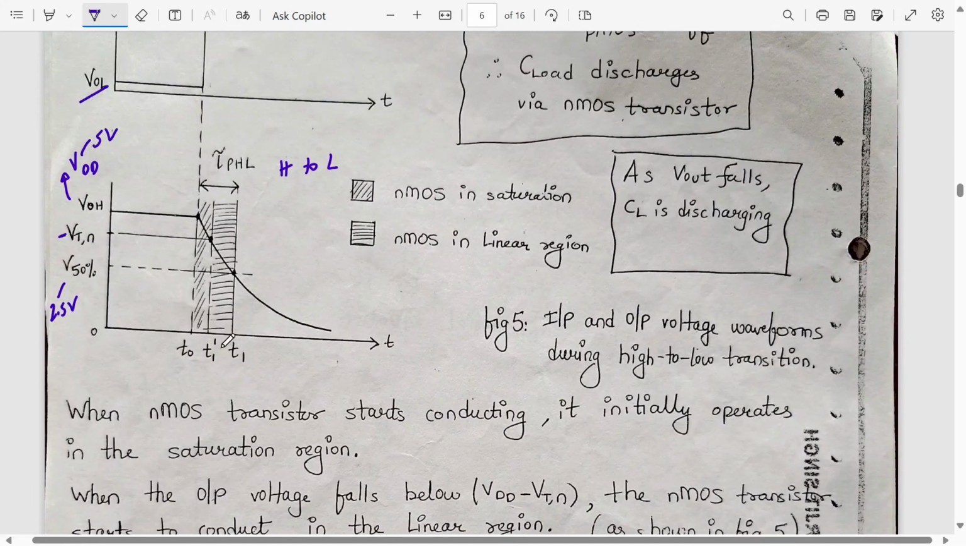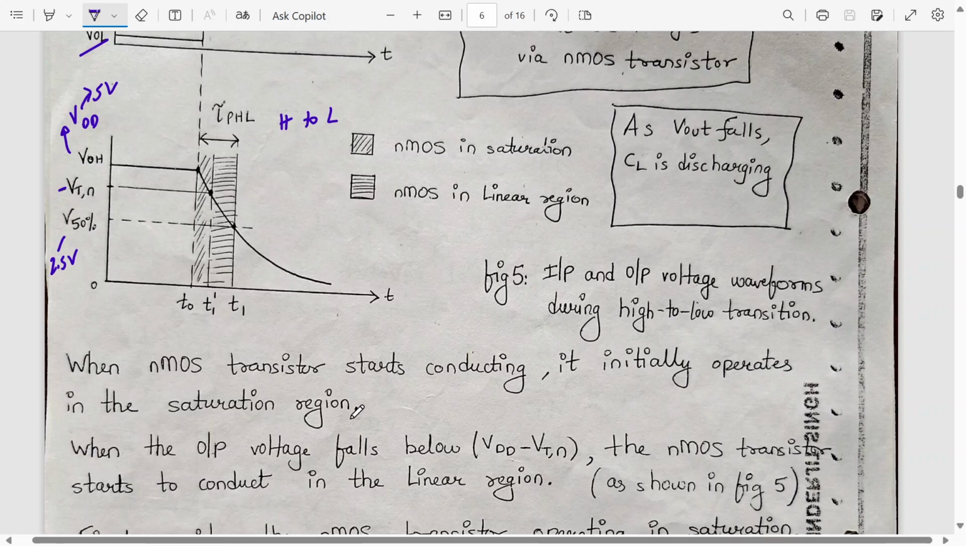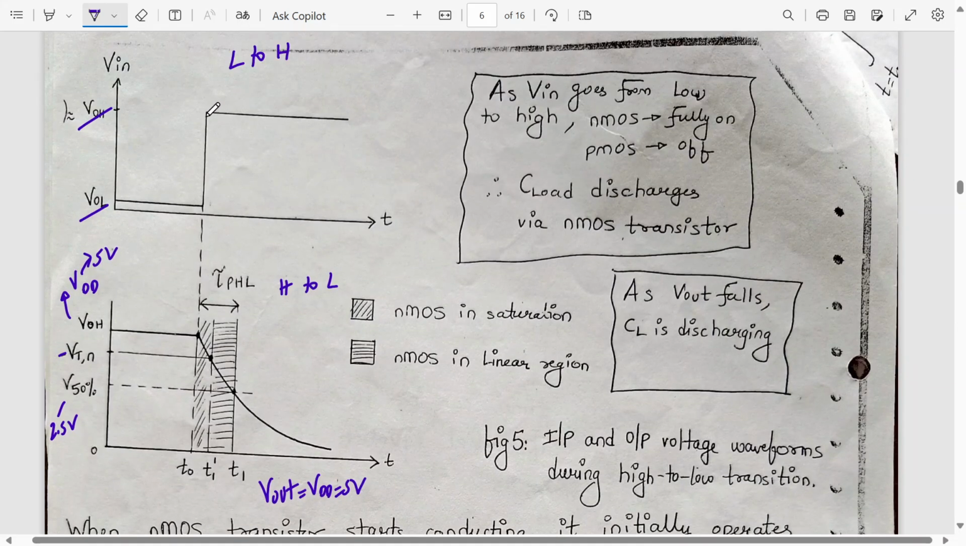So this diagram is important. Please have a look at it when you do the derivation. When the NMOS starts conducting, it initially operates in the saturation region, because the output voltage is high, and when the output voltage becomes low, then it goes into the linear region. For example, here output is at VDD, which is 5. Input is VGS, right? Input is going from 0 to 1. So it has already reached 1, and now the output is changing.